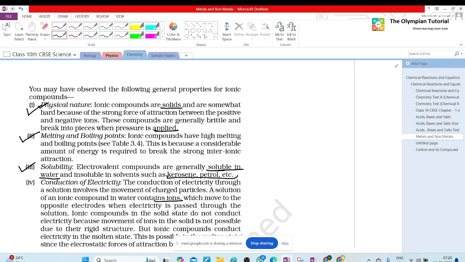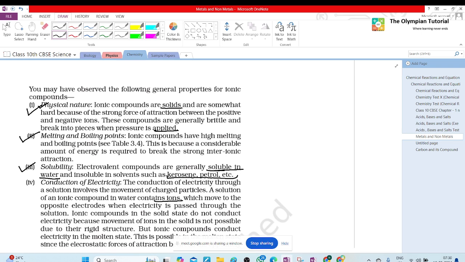You may have observed the following general properties for ionic compounds. Physical nature: ionic compounds are solids and somewhat hard because of the strong force of attraction between the positive and negative ions. These compounds are generally brittle and break into pieces when pressure is applied. Melting and boiling points: ionic compounds have high melting and boiling points. This is because a considerable amount of energy is required to break the strong interionic attraction. Solubility: electrovalent compounds are generally soluble in water and insoluble in solvents such as kerosene, petrol, etc.